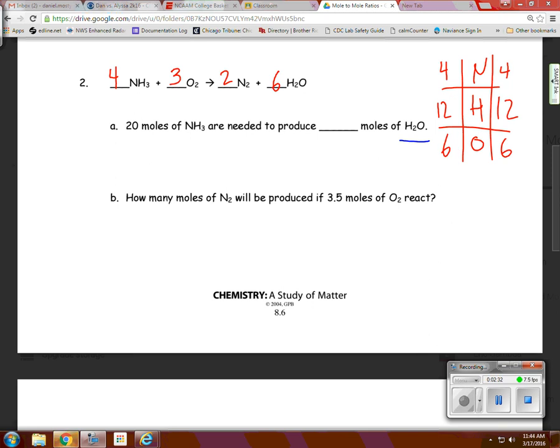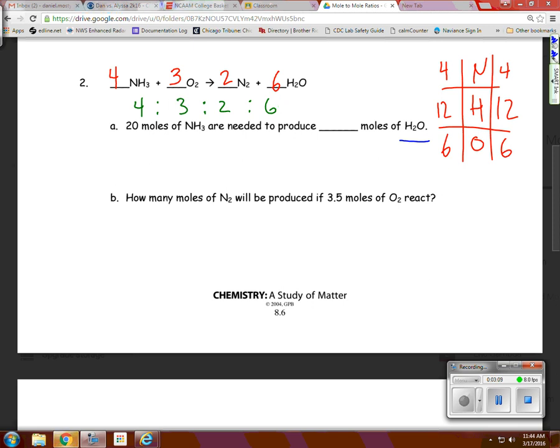Whew. All right, that took me a little bit of time. That was kind of a tough balancing problem. Our coefficients are 4, 3, 2, and 6. Sometimes doing these problems, the balancing takes a little bit more time than the actual problems do. But at any rate, we have a ratio here of 4 to 3 to 2 to 6. This is the ratio of how many of each compound we can make. So let's use these ratios to solve letter A.